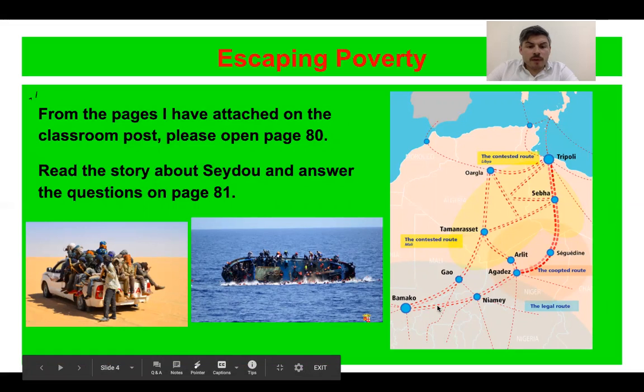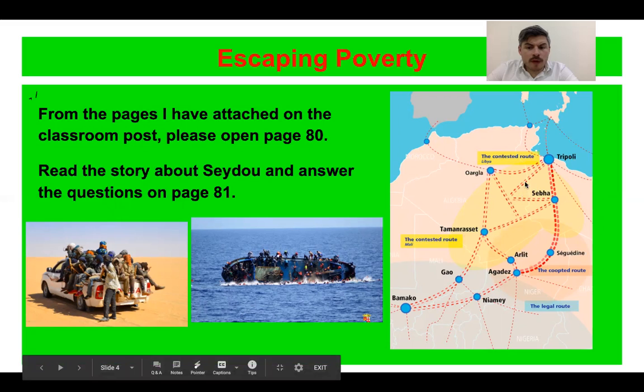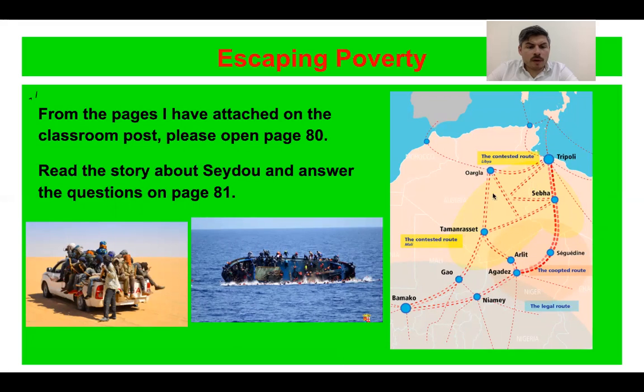So Seydou decides that he is going to migrate from Mali to Europe. And he's going to try to do that by entering this island in Italy where the cursor is. I want you to read the story about Seydou and his journey from Mali through the Sahara Desert and across the Mediterranean Sea. I want you to answer the questions on page 81 about his journey.